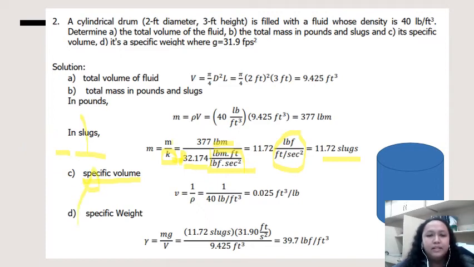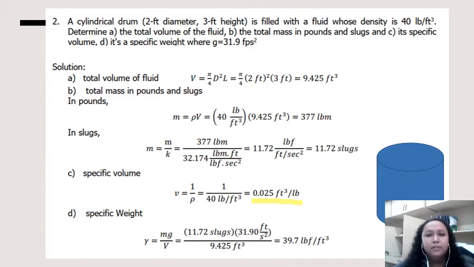Since this is a problem class, given the density, get the reciprocal of that. What is a reciprocal? The inverse. So, 1 over the 40 pound per cubic feet. That is now your specific volume, 0.025 cubic feet per pound mass. Okay? And last but not the least, we need to compute for the specific weight wherein the gravity is now equal to 31.9 feet per second squared.